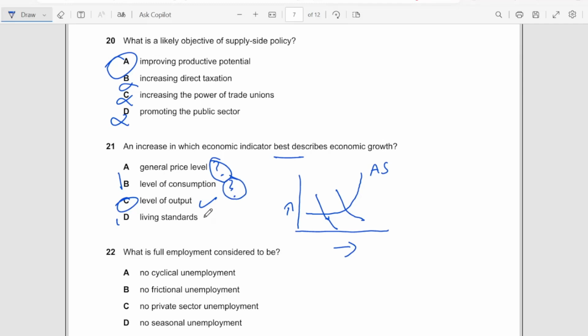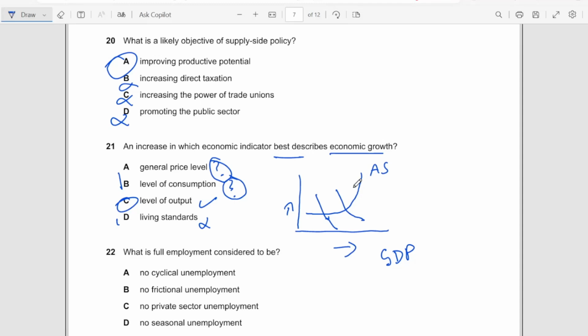And this also can be correct, but it's not necessary that living standards always rise when the economy is growing, because economic growth is just one aspect of increasing living standards. There are other aspects to it, like quality of healthcare and quality of education that improve living standards, and that does not have to do with the level of economic output, or GDP. So GDP could rise if aggregate demand is rising in these two cases. This one is wrong. In these two cases, it could be correct.